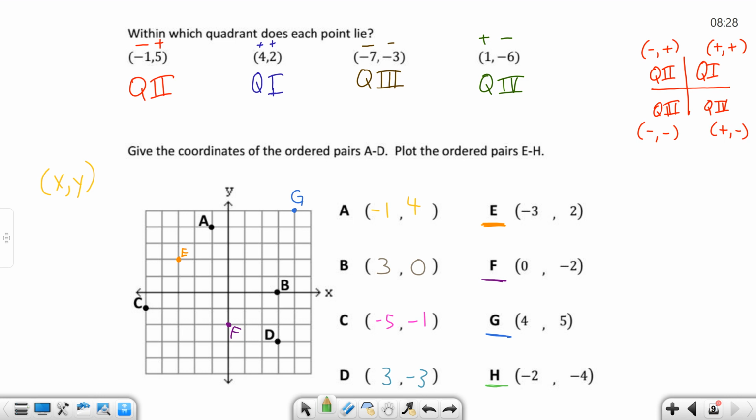But H, we look at H and it's both negative. We say, oh, it's got to be in the third quadrant. Well, why? Where's x is -2? So 1, 2. So it's this line here. And then -4, 1, 2, 3, 4. This line here, and where they intersect is down here. So -2, -4 down here. And that is the point H. All right, -2 on the x and -4 on the y.